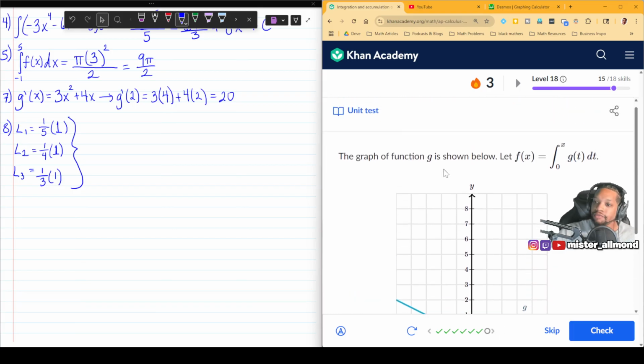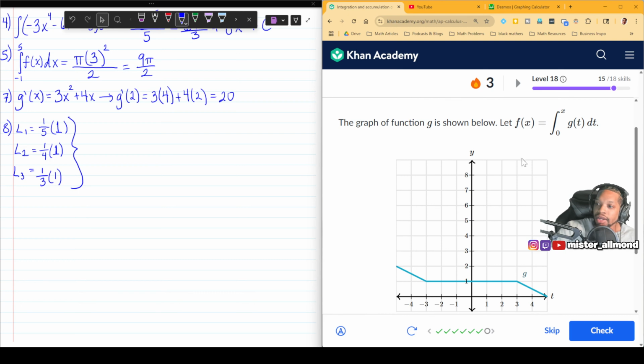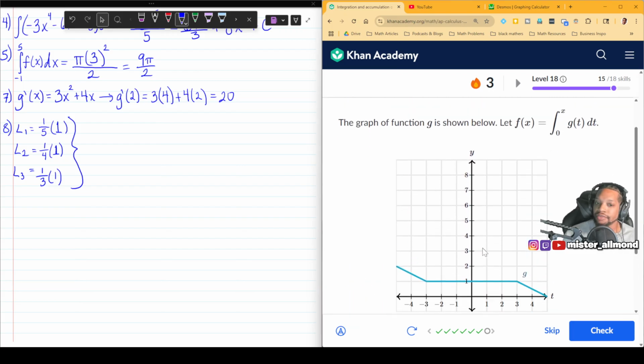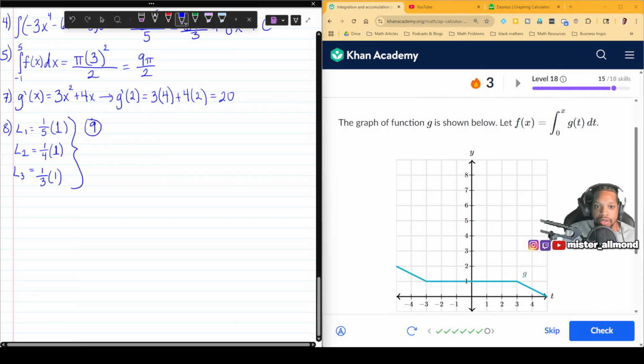Number 9. The graph of a function g is shown below. Let f of x represent the integral from 0 to x of g of t. All right, so when I read this, just like test taking strategy right here, I'm just reminding myself that f of x is the area underneath this curve. But anyways, they want us to evaluate f of 5. So let's just do this one right here.